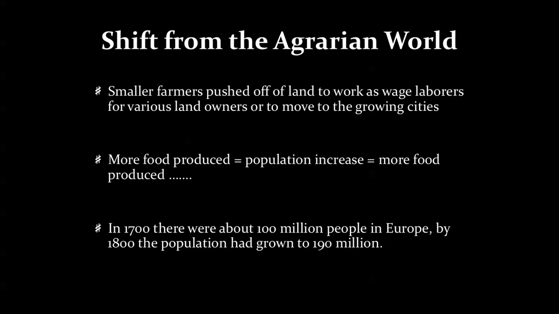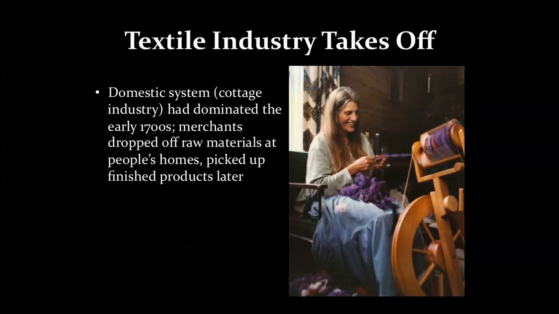We can look at this great leap in populations as being caused in part by this agricultural revolution all throughout Europe. So, for instance, in 1700 there were 100 million people in Europe, and by 1800 the population had grown to 190 million. So doubling every 100 years, which would be unsustainable otherwise.